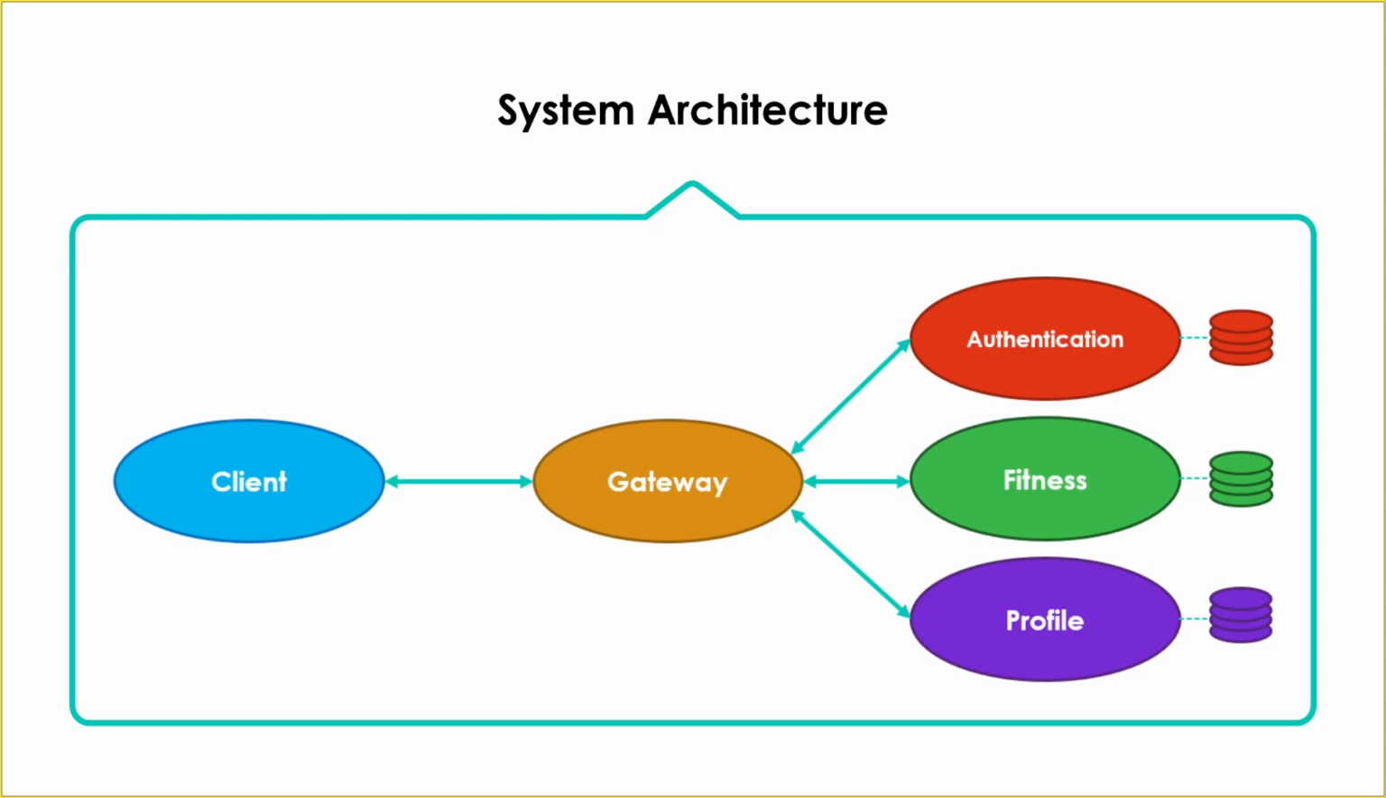These modules, called microservices, are split up almost exactly by use case and are responsible for providing their own standalone APIs and interacting with their own independent data collections. Our system has three main microservices: authentication, fitness, and profile.